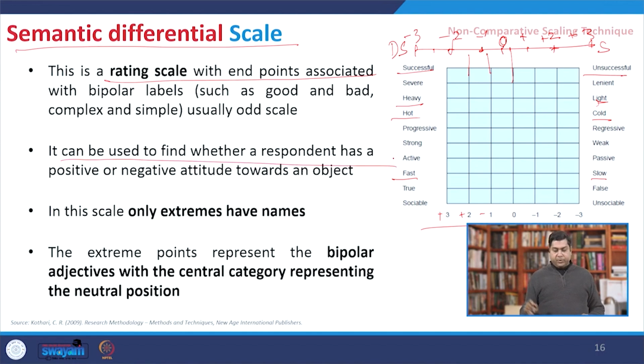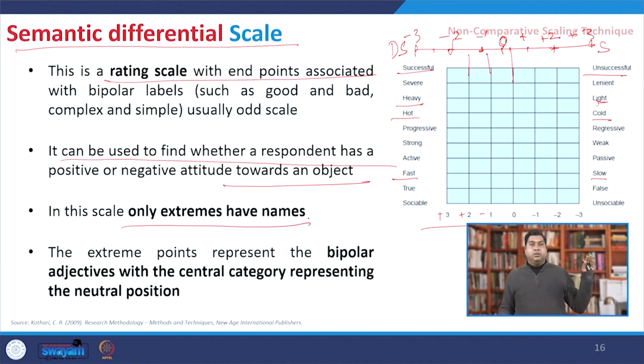So, I can select it. It can be used to find whether a respondent has a positive or negative attitude towards that object. In this scale only extreme points are named. That is why only extremes have a name in this particular case. We are not giving any intermediate values or names. The extreme points represent the bipolar adjectives with a central category representing the neutral position.